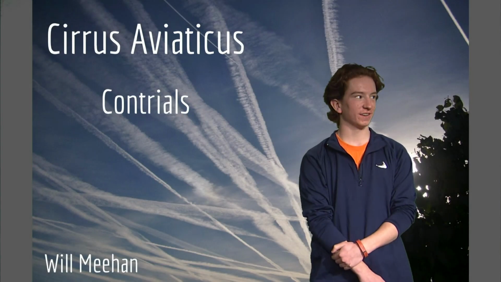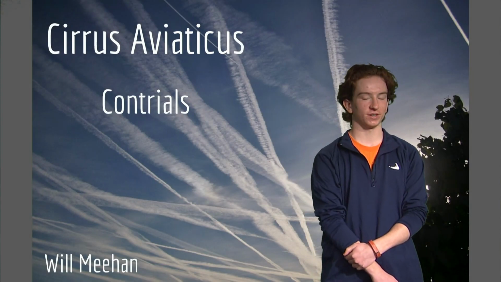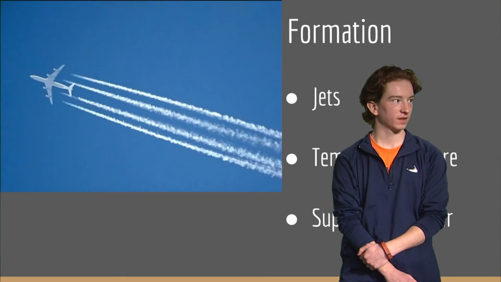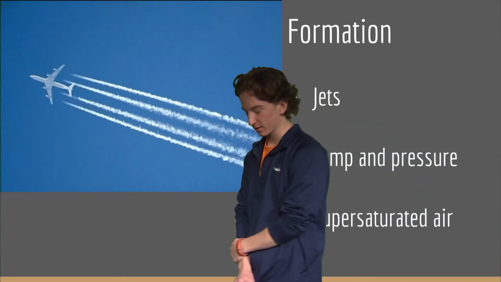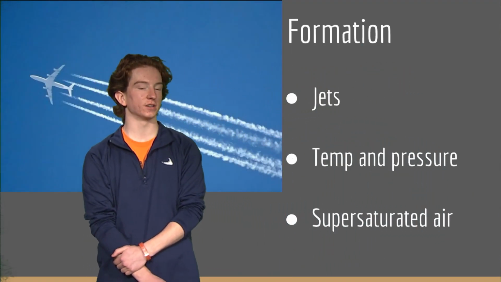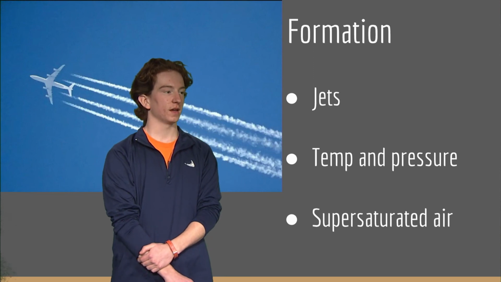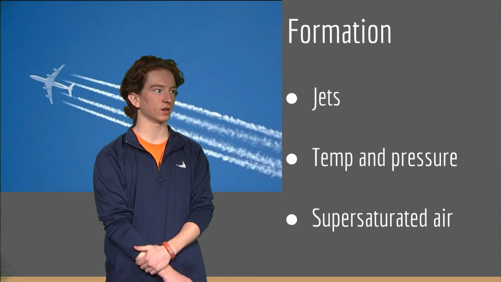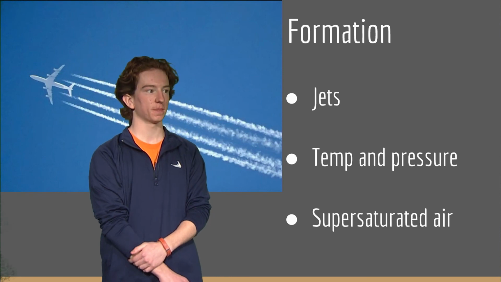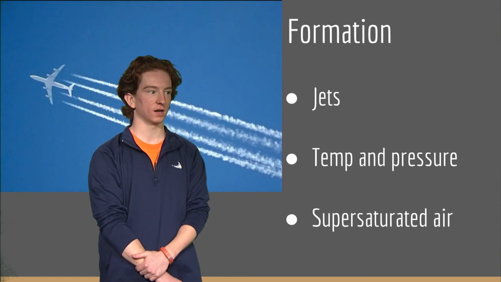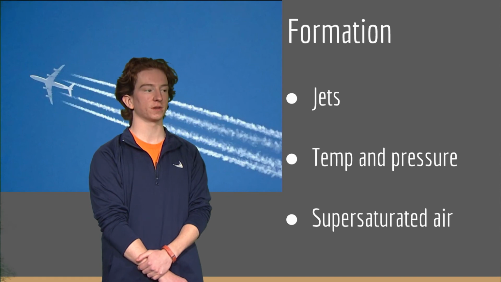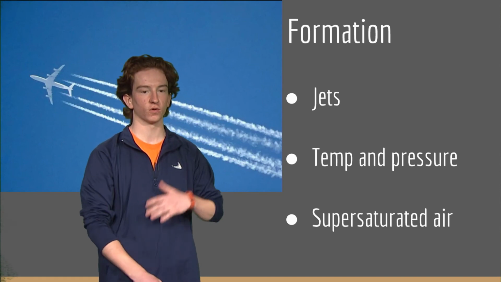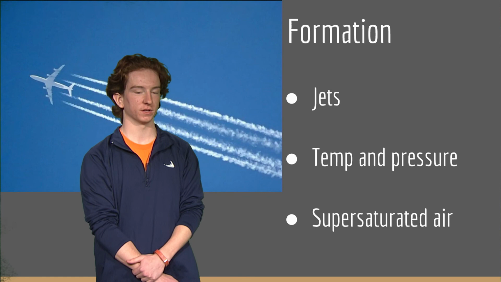My name's Wilmian, and I did Cirrus Evaticus, which are also known as contrails. Contrails are formed by jet airplanes, and they're due to the temperature and pressure changes caused by the jet airplane flying. These happen often in supersaturated air, so that's over 100% humidity, so it has to be really moist air.